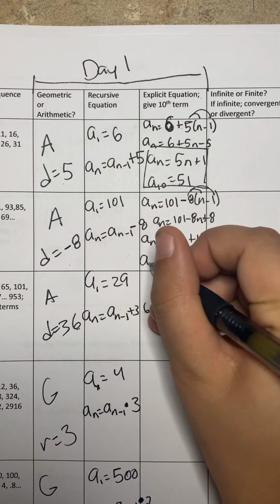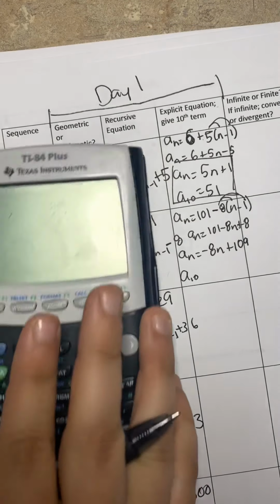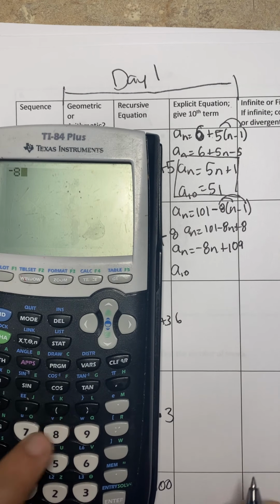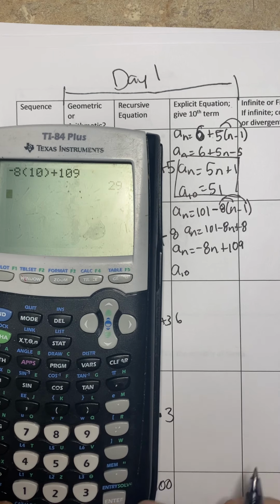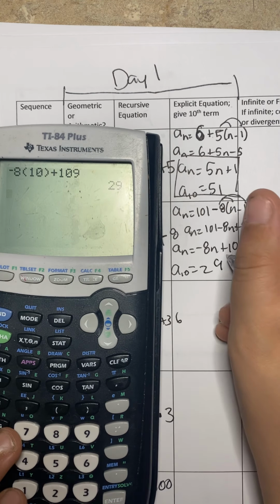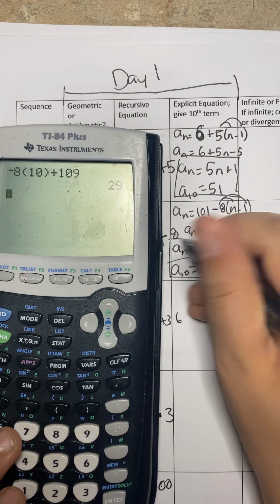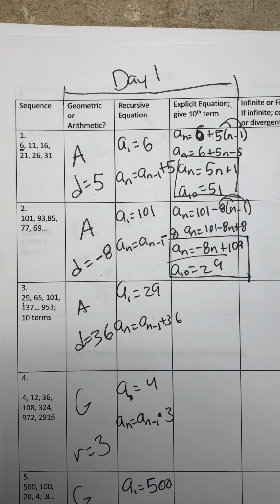So then to find my 10th term, you would do negative 8 times 10 plus 109 to give me 29. So that is the 10th term there. Okay, so there's two different parts to this problem. And I just gave you the 10th term on every one, but a problem could easily ask you for what is the 100th term. You would just plug in 100, or you could be asked for the 52nd term. You're just going to plug in 52 into the n value.